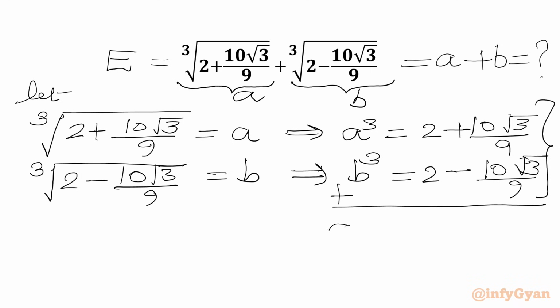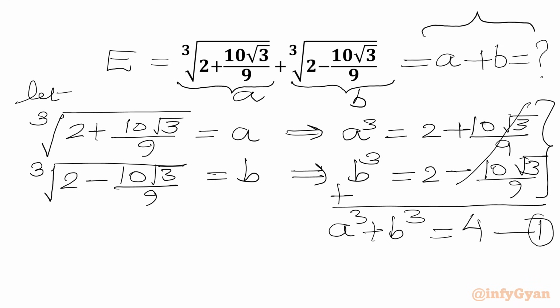So in LHS we can write A cube plus B cube. In RHS we can cancel these two terms. 2 plus 2 is 4. So our first equation is A cube plus B cube equal to 4. And we are going to calculate the A plus B value, or E value.